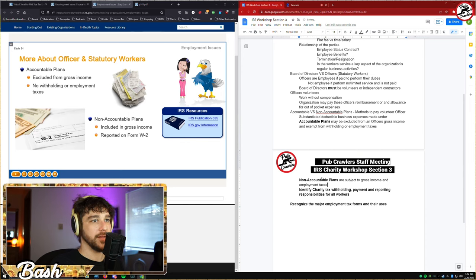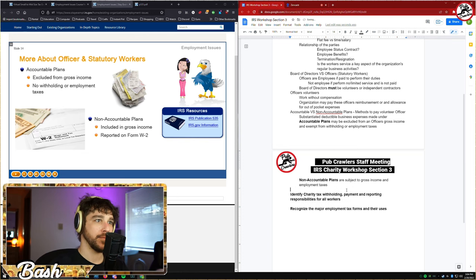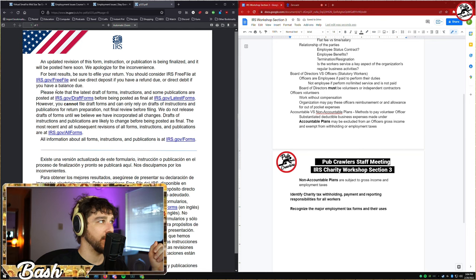So that's both ends. That means the person making the money and the organization paying them are both being taxed, both the employer and the employee, if it's a non-accountable plan. That's why this is going to be important.